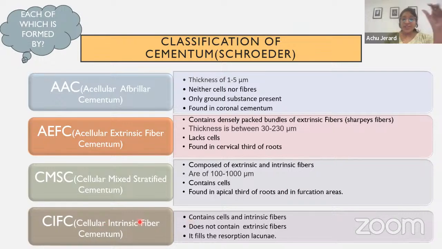And then the cellular intrinsic fiber cementum is the one where the extrinsic Sharpey's fibers are not there, but there are intrinsic fibers, its own fibers it produces. And then there are cells also to produce it. So that fills up the resorption lacunae. Cementum continuously undergoes resorption, just like the bone, but not as much as the bone. But it has the ability to repair to some extent. So in the resorption lacunae, you can see this.